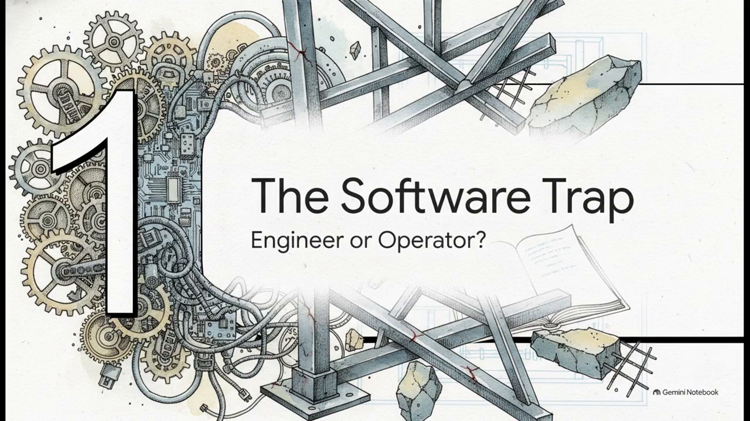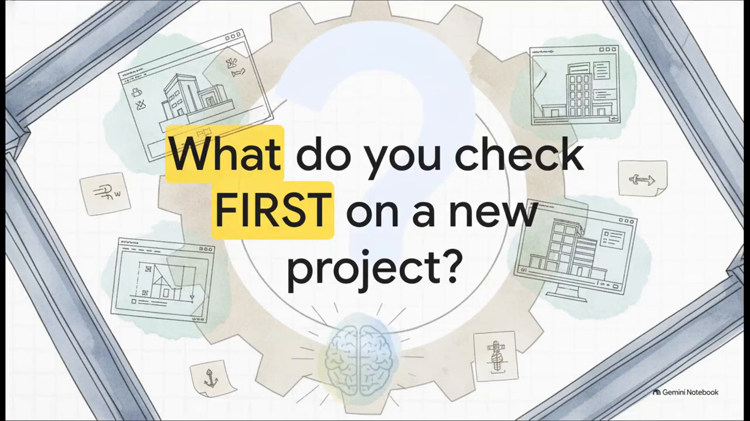Let's hit Section 1, the software trap. Are you an engineer or an operator? So this addresses one of the absolute biggest mistakes young engineers make. Imagine you receive a brand new steel building project tomorrow morning. What do you check first? Do you immediately fire up STAAD.Pro or ETABS? Do you start picking out steel sections?